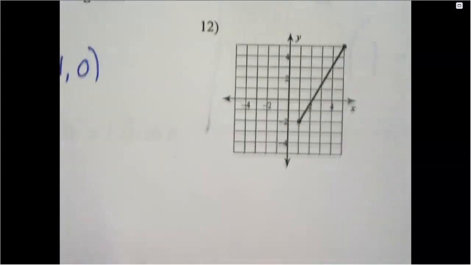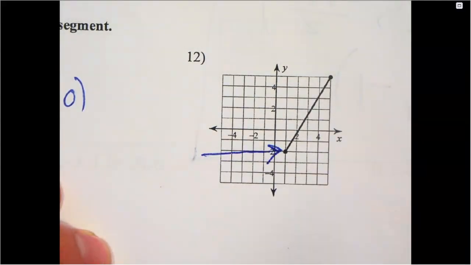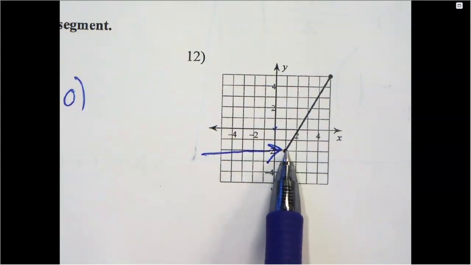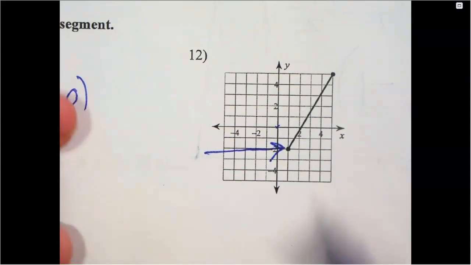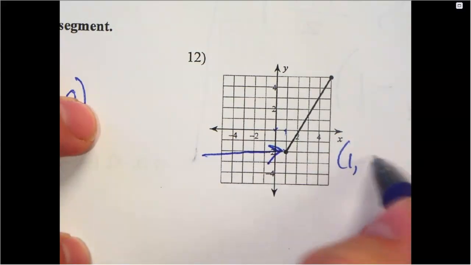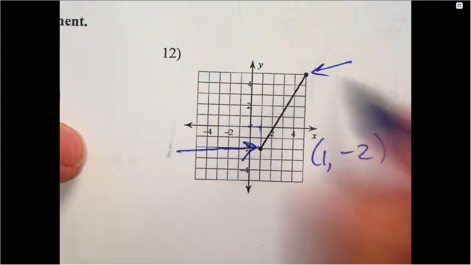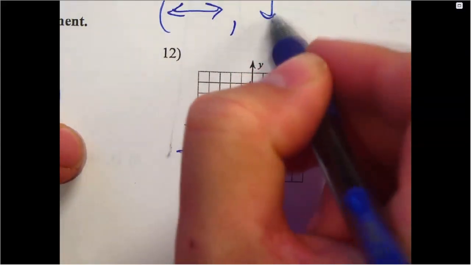Let's do number 12. So I gotta find this point here. There's my origin. So I look at right or left first. So I have to go right or left. Right, how many? Careful, so I'm trying to go to this point. So it'd be right 1, so positive 1, right? And then I go down 2, so that is a -2. So it's always right or left, comma, up or down.